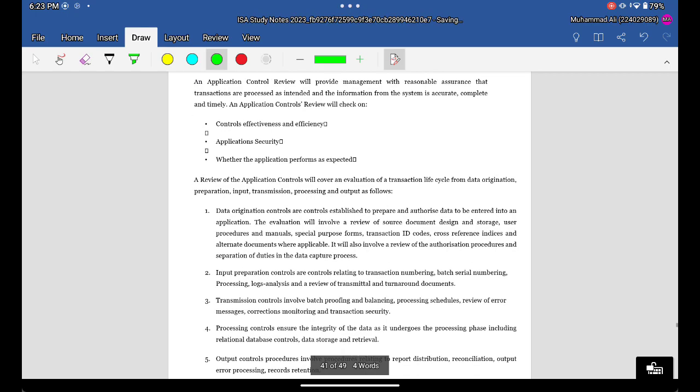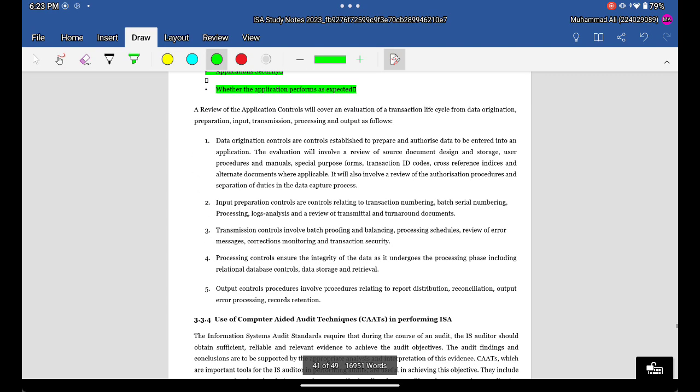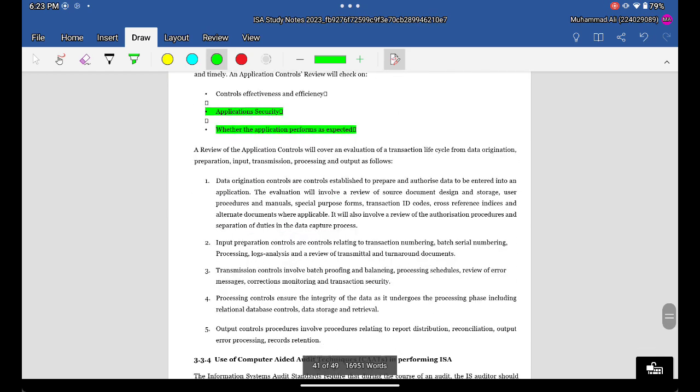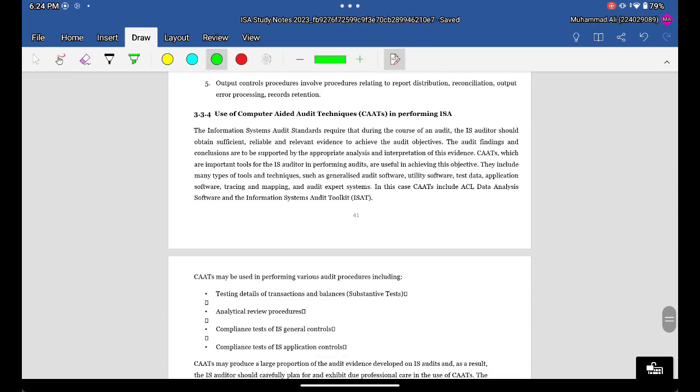Application control review checks the effectiveness. Is my app working as I planned? Is it safe? Is there security? Does it perform as expected? So when they give you a multiple choice question on application control review, it's going to be everything. You need to look at where the data is coming from: input, transmission, processing, output. Transmission deals with security of information. You need to know the person putting data into Excel is good, data coming out of Excel is good, and the processing by Excel itself, the app, is good. Everything related to that.